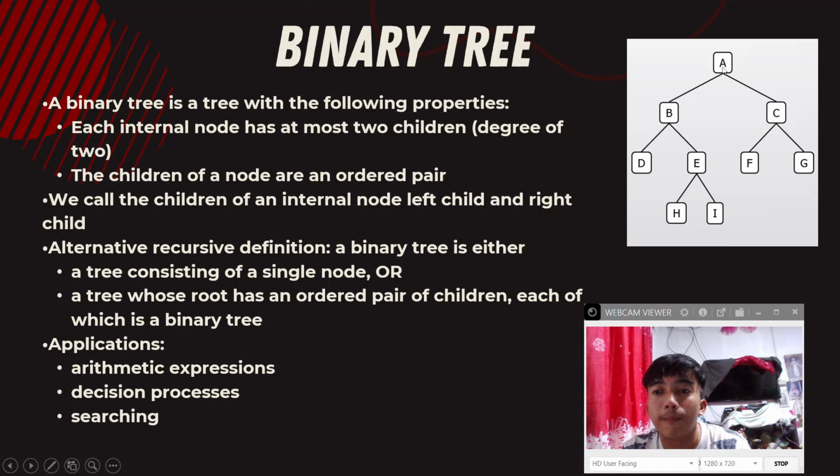As we can see here, the root A has only two children, which are B and C. B has only two children, D and E. C has only two ordered children, F and G. And E has two children, H and I. As we can see, on the left side, D is lesser than B, and on the right side, E is greater than the parent's value, which is B.